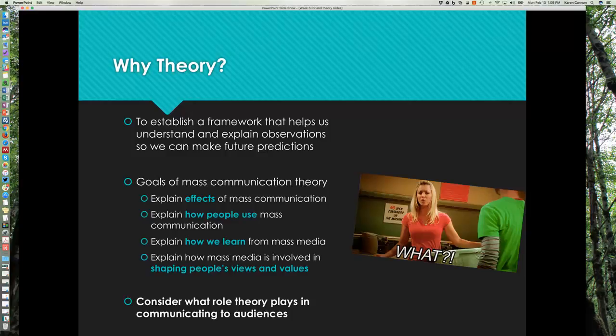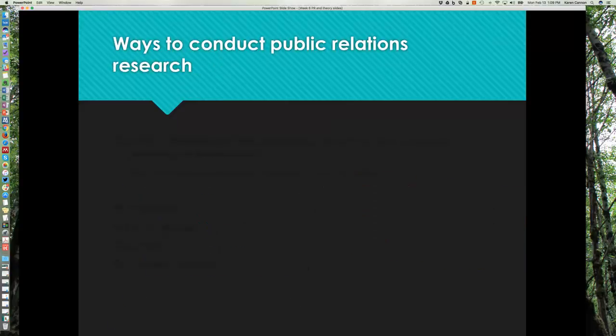So as you think about your organization and we go into the next few steps of creating pieces of communication, communication tools on behalf of your organization, think about the role that theory might play in how you look at your organization and how you consider your organization's public audiences.